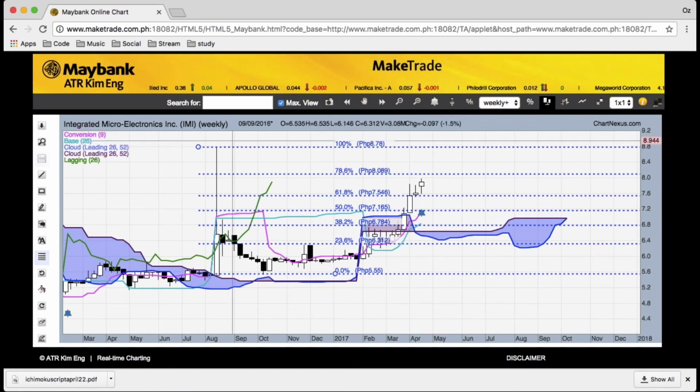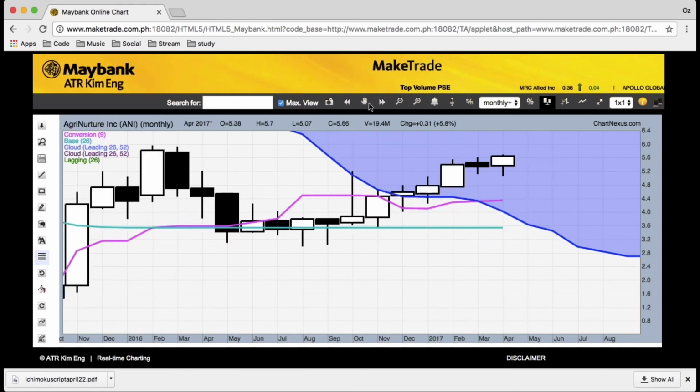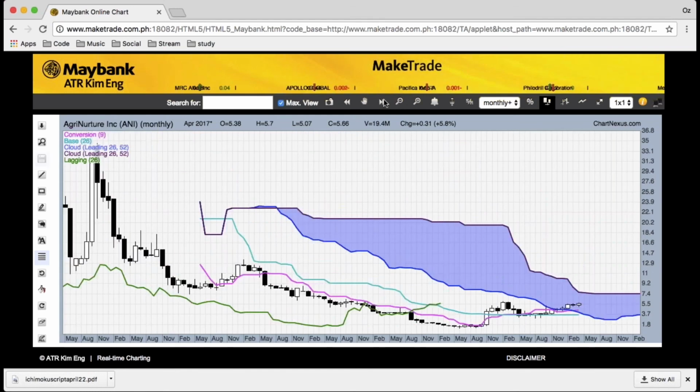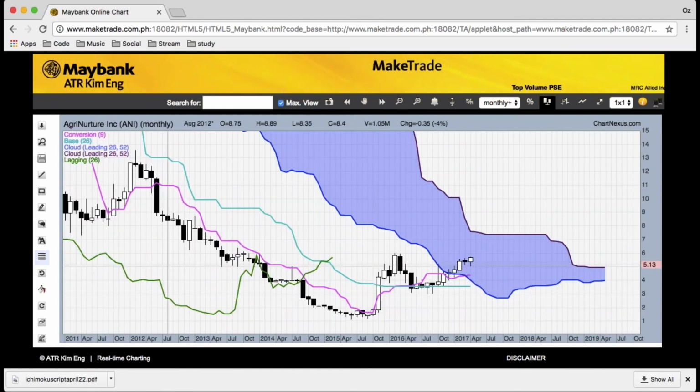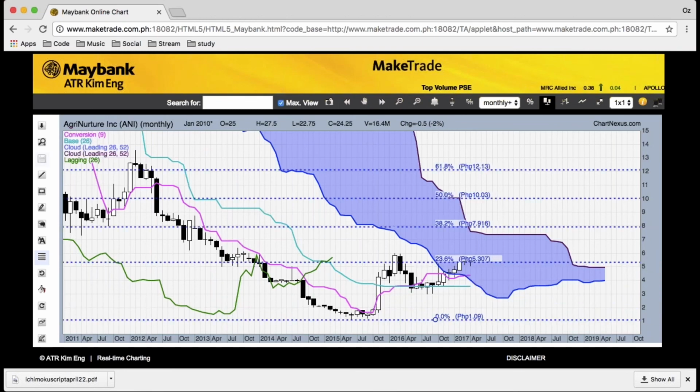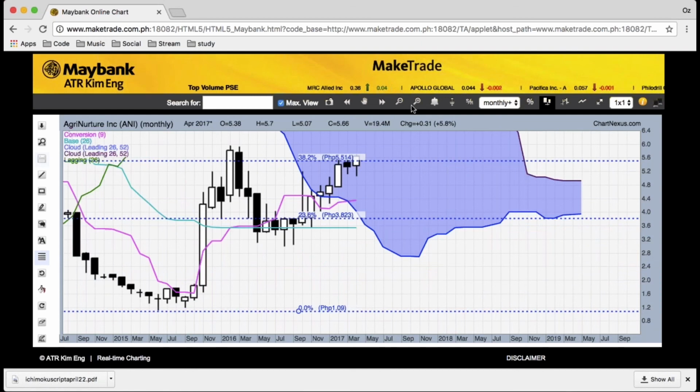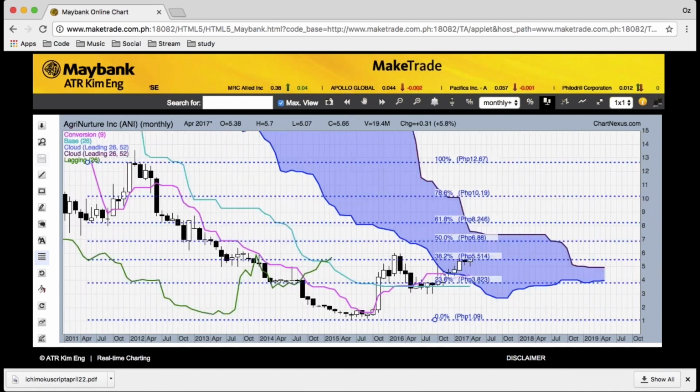Let's look at Annie. Now this was Annie on its bounce. Now let's plot reverse Fibonacci. Now there's a common resistance at the 38.2 area previously, where you also find the Tenkan-sen and Kijun-sen. Now price broke above that, and now that same area serves as support on the monthly chart.